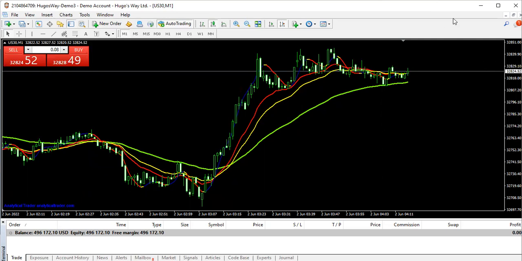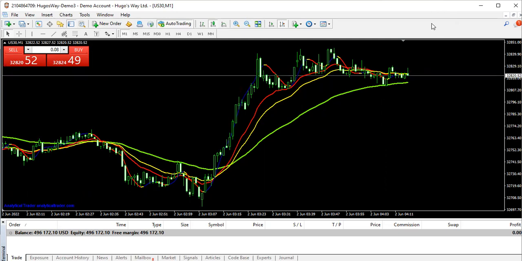Now, I messed around with the RSI a little bit this morning. I did not like it. I'm not going to totally give up on it, but I didn't like it.